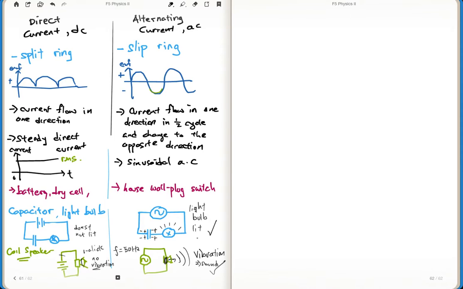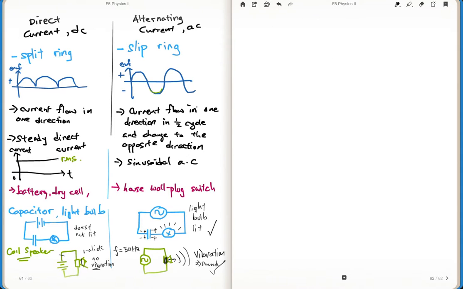So because of this observation, we use it to detect the difference between a direct current and alternating current for SPM syllabus. So capacitor, light bulb, alternating current, light the bulb, coil speaker, you get vibration for alternating current. That's all about it, to differentiate them.